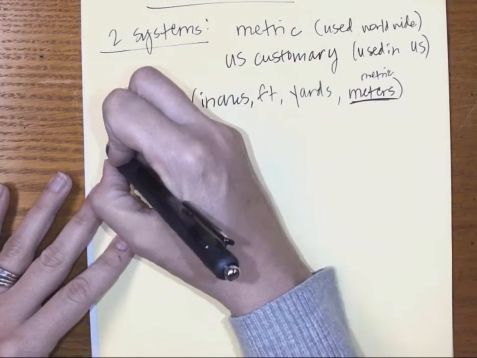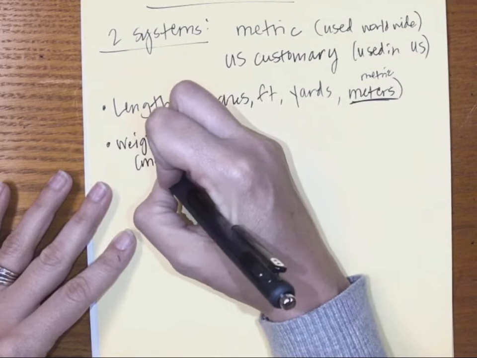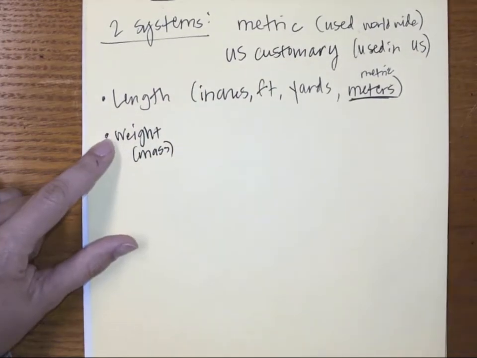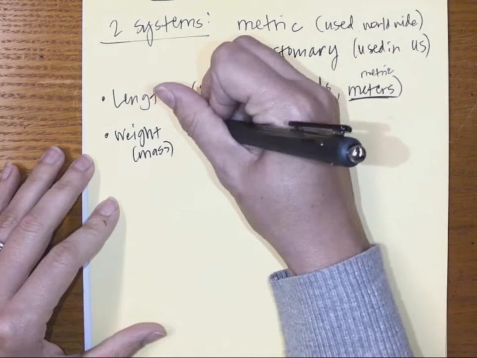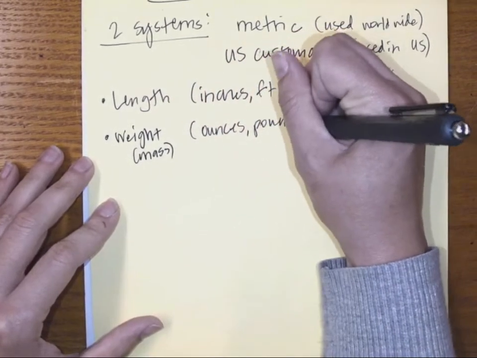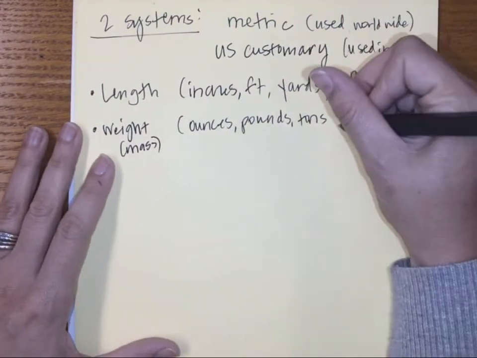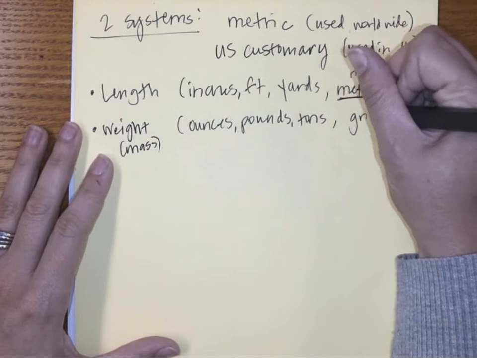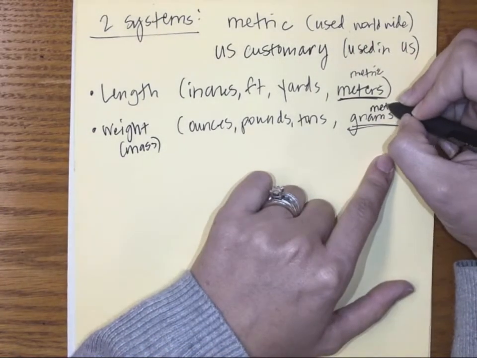Okay, so the next thing let's talk about is weight. This is also called mass sometimes. If I'm measuring weight in the U.S. customary system, I'm measuring in ounces, pounds, and tons. If I'm measuring in the metric system, I'm measuring in grams. So all weight is measured in grams.